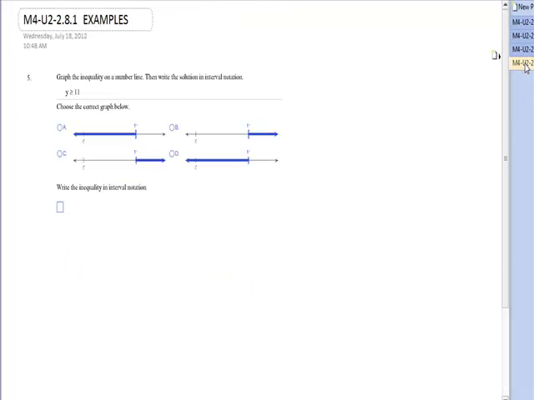Let's look at a few more. We're going to graph the inequality on the number line and then write it. Y is greater than or equal to 11. Okay, greater than means to the right. So that one's going the wrong way, that one's going the wrong way. Greater than or equal to, I'm going to be looking for a bracket at 11. Here it is. It's choice B.